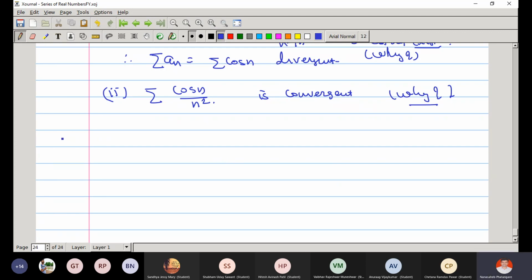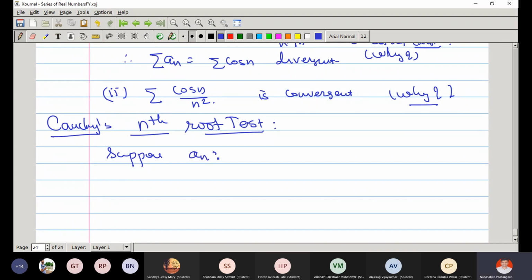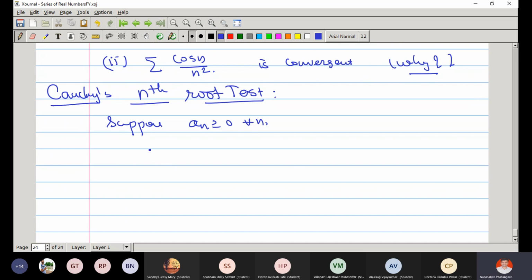Right. So there is one more test, Cauchy's nth root test. So Cauchy's nth root test. Suppose an is greater than or equal to 0 for all n. Suppose all terms are positive. Let L be equal to limit n tends to infinity an raised to 1 by n, the nth root, or limit n tends to infinity nth root of an.